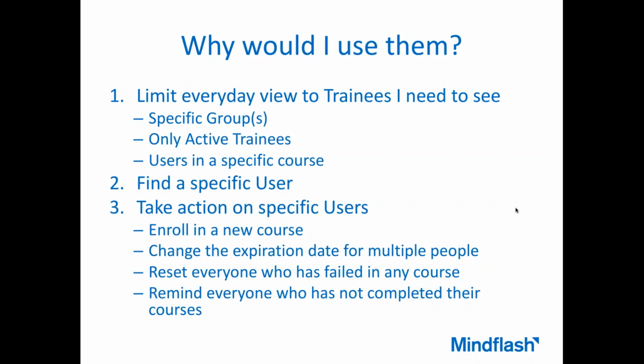Certainly as you run a bigger and bigger program, you probably don't know all of your trainees by name or even by function. So you can use the advanced filters to find those people and take the necessary action. And then the third one there, you can take the action on specific users. So whether it's enrolling in a new course, changing the expiration date, resetting, reminding everyone who hasn't completed their courses, all of that can be done, and it can be done across courses, series, etc.